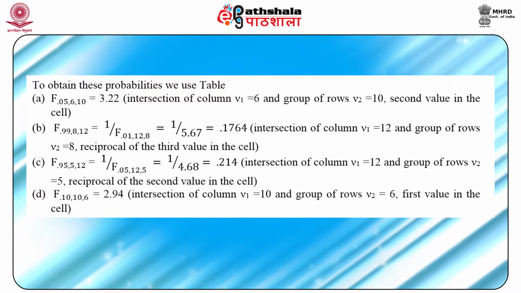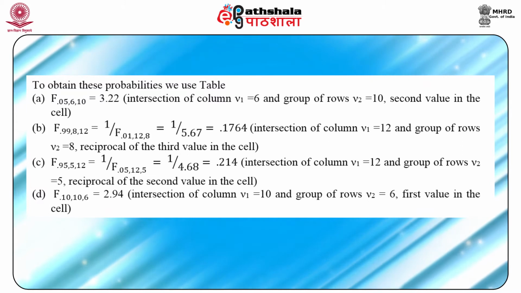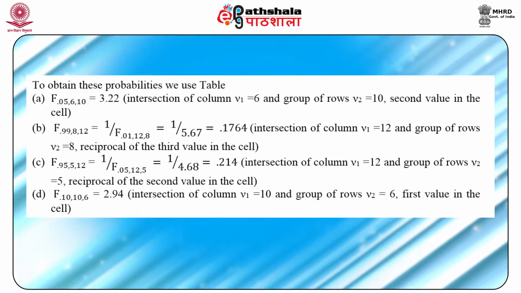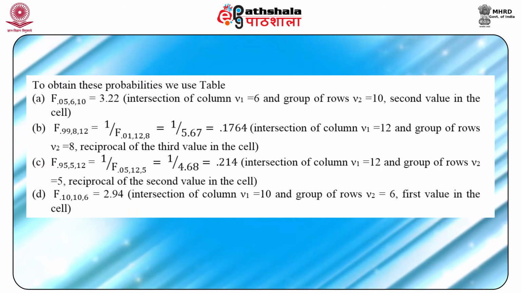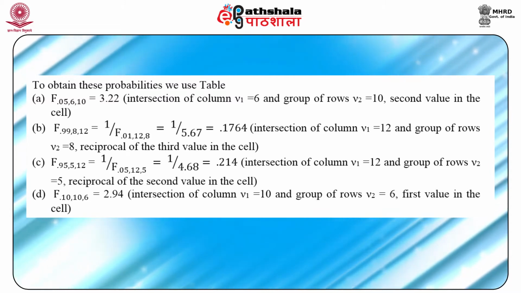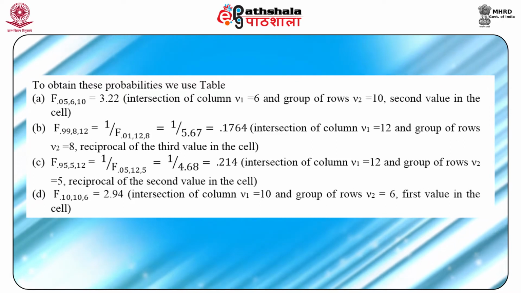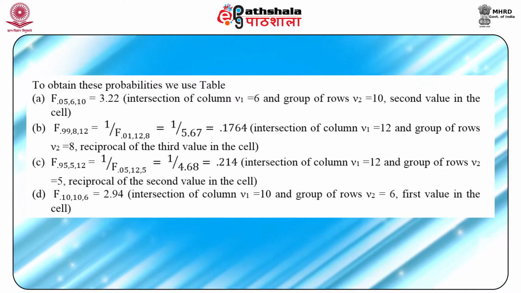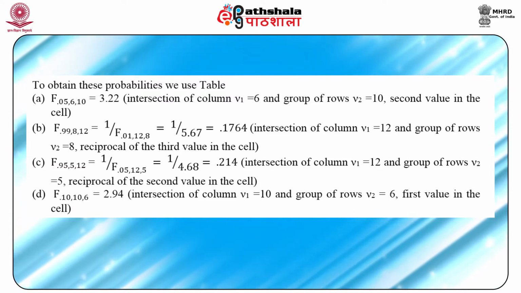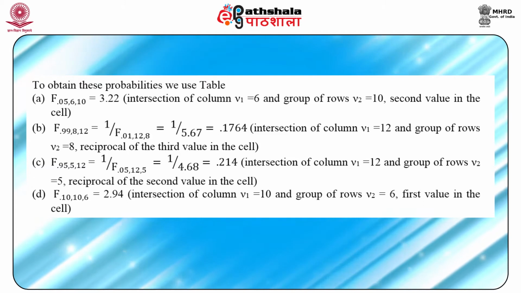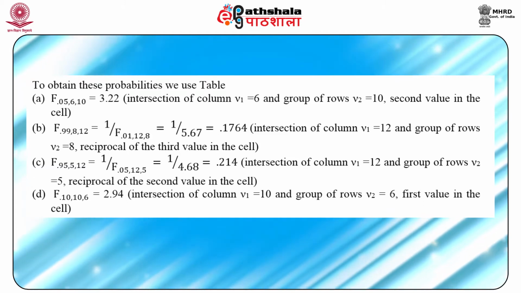Similarly, we see the third section. The third section is to calculate the f value for 0.95 for 5 and 12 degrees of freedom. Now this is equal to 1 upon f 0.05 for 12 and 5 degrees of freedom, and is equal to 1 upon 4.68, which is equal to 0.214. Similarly, in the D part, we find f for 0.10 and 10 and 6 degrees of freedom is nothing but equal to 2.94, which is the intersection of column nu1 equal to 10 and group of rows for nu2 equal to 6, and the first value in the cell.